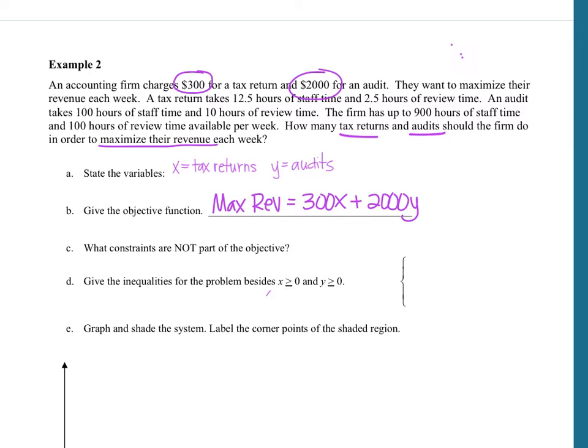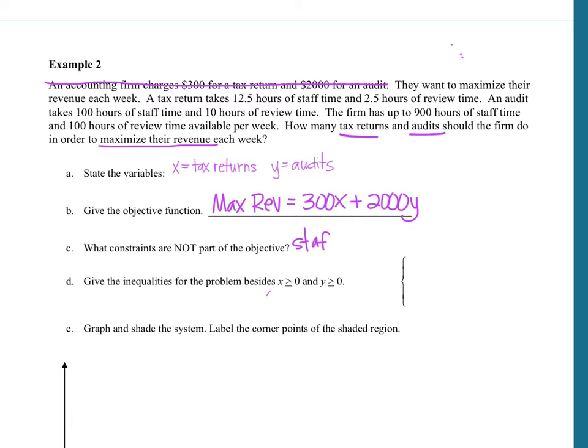Now, remember, once you have finished your objective function, those numbers of 300 and 2,000 are not going to show up again. Okay, they're finished. We're done with it. So I'm literally going to cross it out. Okay, I'm not going to use that sentence again. Now, part C, what constraints are not part of the objective? The objective was revenue, but this problem also talks about other things. So the other things it talks about are staff time and review time.